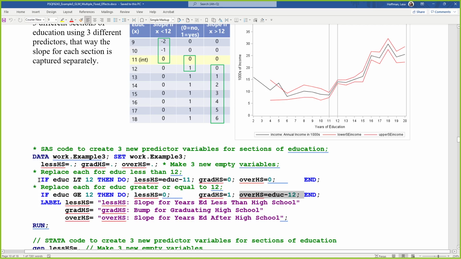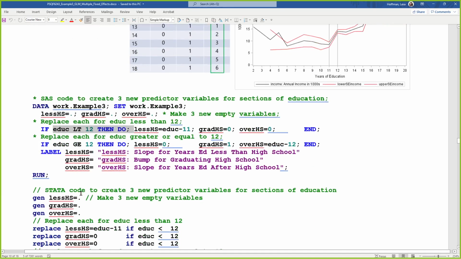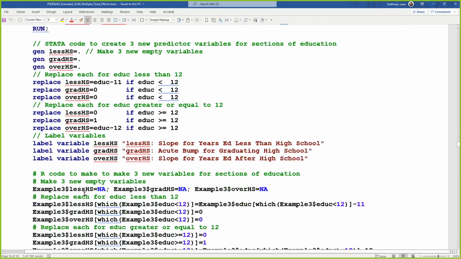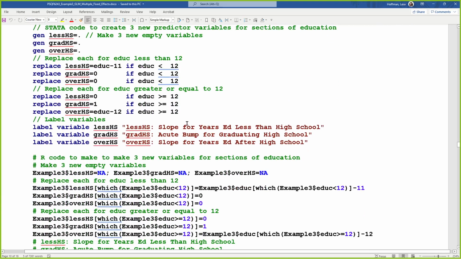So I can do this in 2 statements in SAS because I'm allowed to group commands together if they all meet the same condition. Stata, I tried to do it in Stata and I could never get it in any way that looked right, so I write them out. So these 3 statements all have the same conditional on them if education is less than 12. And then these 3 statements have the other condition if education is greater than or equal to 12.